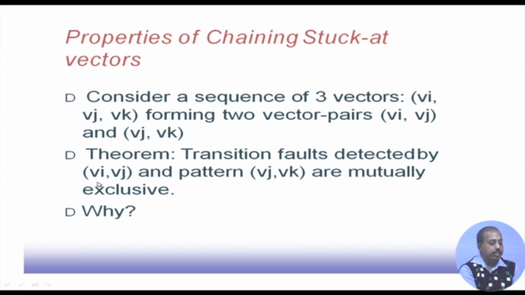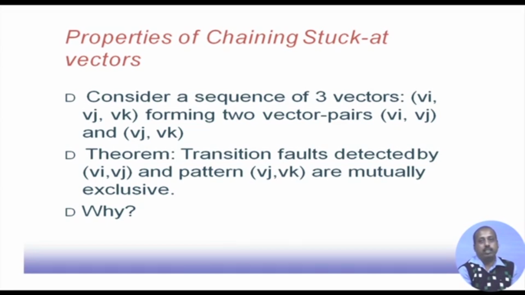Because if it is a slow to rise type of fault that is detected, then Vi has put it to 0 and Vj has put it to 1. Now, if this pair also detects that particular fault, then Vj will put the line to 0 and Vk will put the line to 1. But that is the contradiction, like here Vj is making it 1 and here Vj is making it 0. So, that is a contradiction. So, it is not possible. So, any pair of vectors will always detect some mutually exclusive set of transition faults.